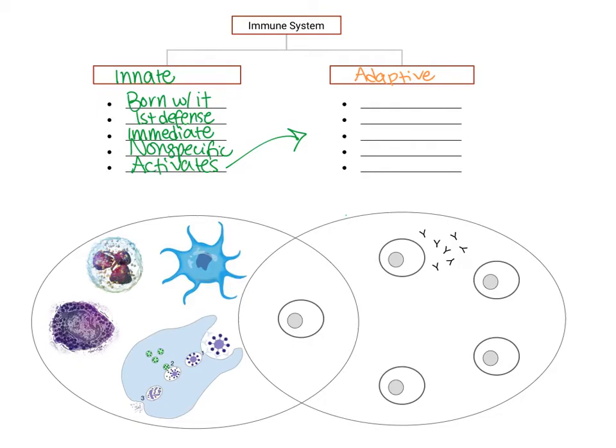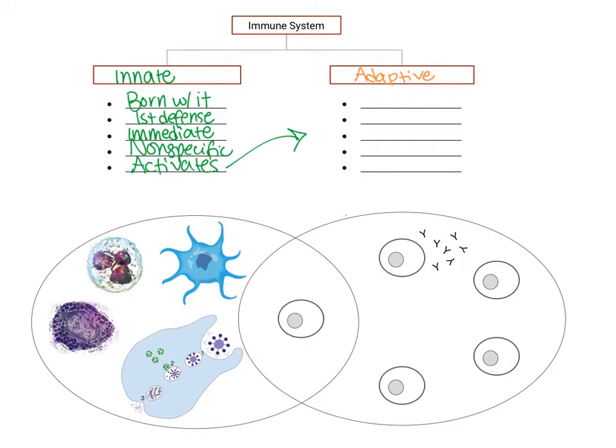For example, you will always develop a fever as part of your innate immune system, regardless of whether it's a cold or an infection, and so on and so forth. Now, if the innate immune system is not enough, and say, for example, the infection continues, then it will activate the adaptive immune response, which is the second line of defense.